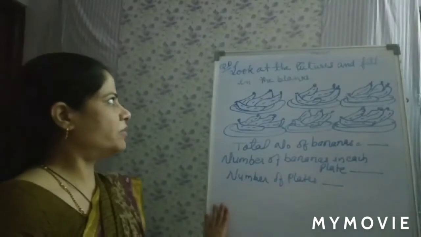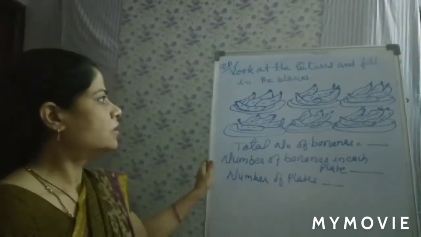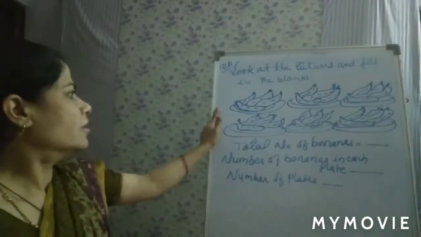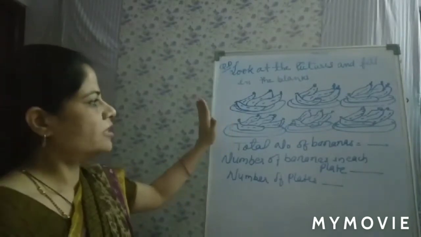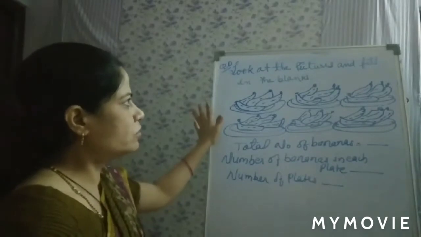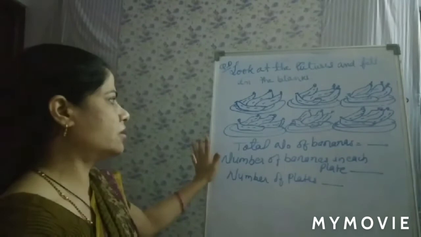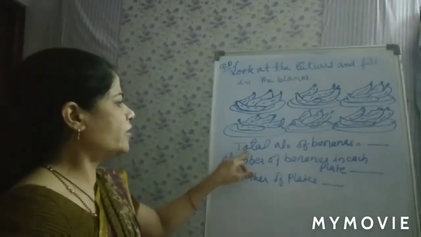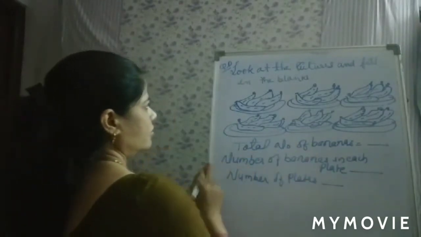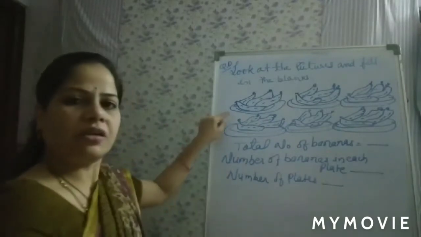Now in question number D, you have to look at the picture and fill in the blanks. So there is the picture of plates and bananas. Some plates are given and in these plates bananas are put. So you have to find out the answers to fill in the blanks. Okay. So you have to find the total number of bananas. How many bananas are there? So 1, 2, 3, 4. There are 4 bananas in one plate.